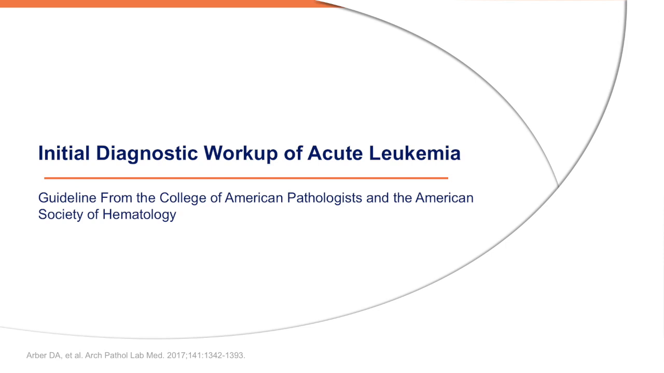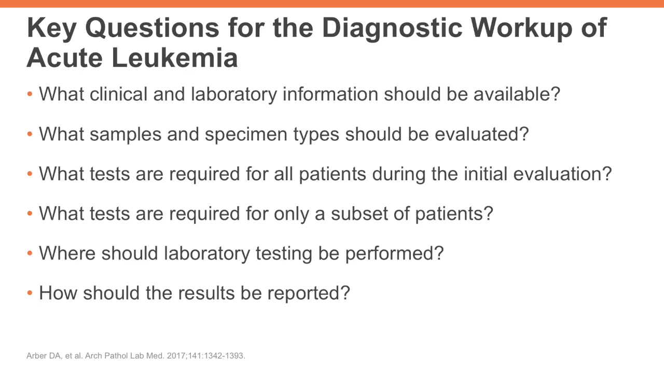27 guideline statements were established, and grades for strength of evidence were used, and this was published at the end of 2017. These are the 6 key questions that were identified for the diagnostic workup of acute leukemia. What clinical and lab information should be available, what samples and specimen types should be evaluated, what tests are required for all patients during the initial evaluation, what tests are required for only a subset of patients, where should lab testing be performed, and how should the results be reported.